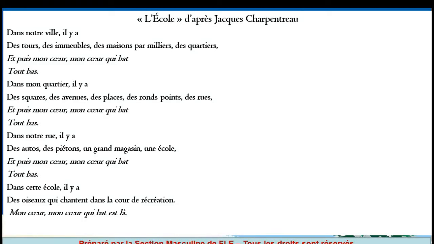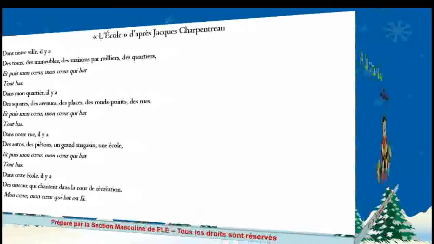Dans cette école, il y a des oiseaux qui chantent. Dans la cour de récréation. Dans cette école, in this school, il y a des oiseaux. Des oiseaux is a metaphor. He talks about the students, not the birds. Qui chantent, they sing songs. Dans la cour de récréation, the playground. Mon cœur qui bat est là. Dans ta ville.